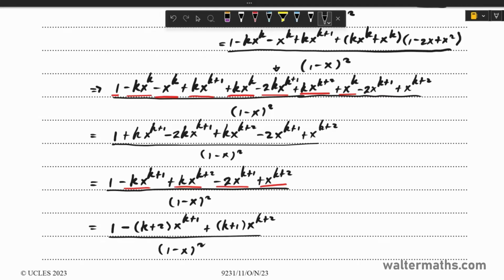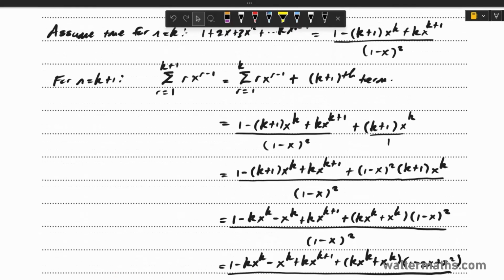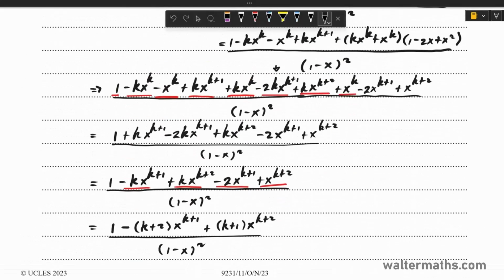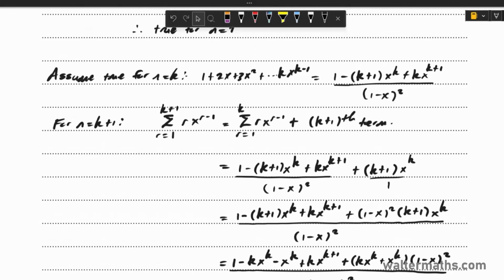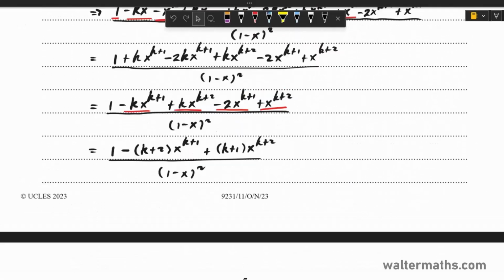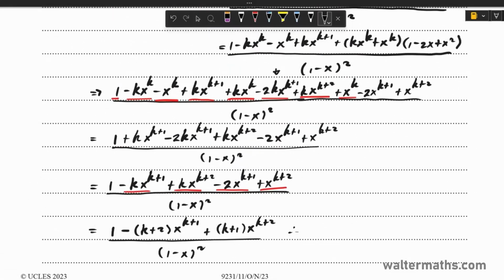All right. Now, what we have right here is showing us that the statement is true for n is equal to k plus 1. In the sense that if we substitute n for k plus 1, it will give you back this thing that we have right here. All right. So I will say this is true for n is equal to k plus 1.